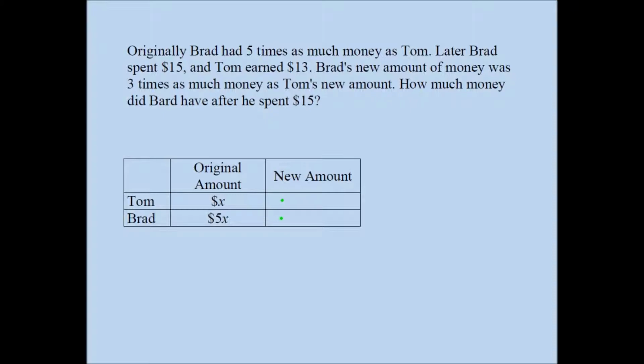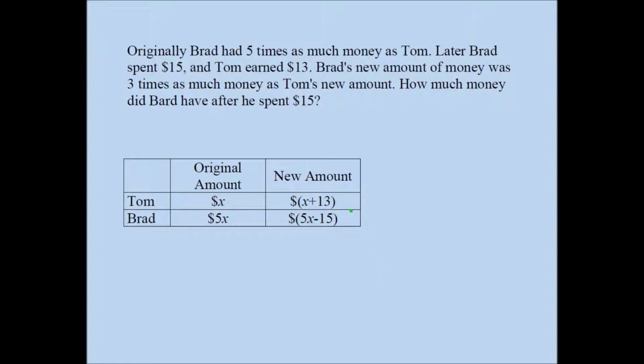Now what happens here? We can actually kind of predict. Tom earned $13, so Tom should have x plus $13, and Brad spent $15, and that tells me that Brad should have his original amount of 5x minus 15 because he spent $15, and Tom had his original amount plus $13.